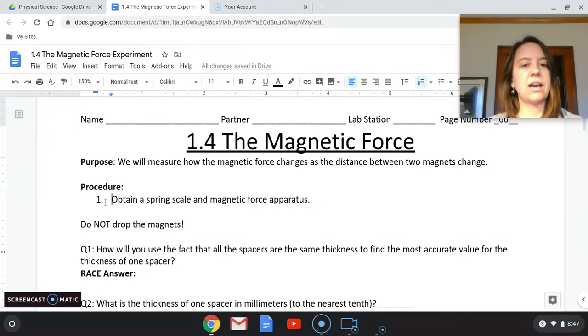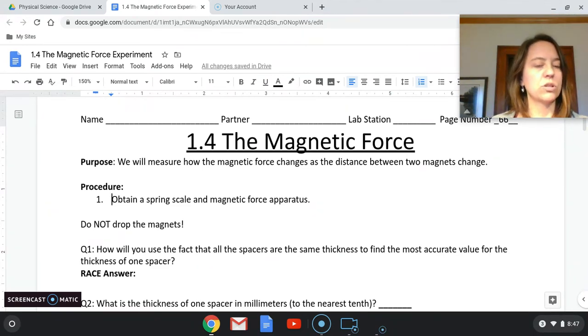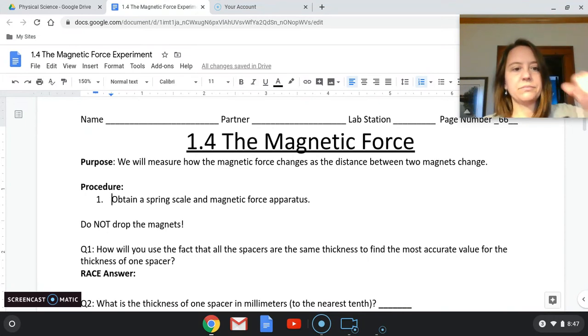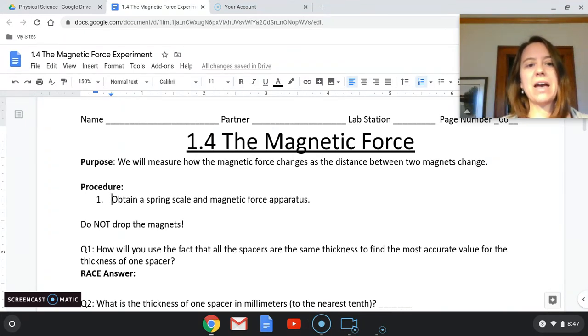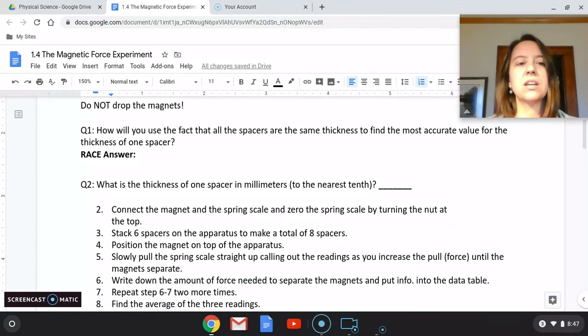Obtain a spring scale and a magnetic force apparatus. And do not drop the magnets. That should be pretty easy for you. Okay, question 1. How will we use the fact that all the spacers are the same thickness to find the most accurate value for the thickness of one spacer?